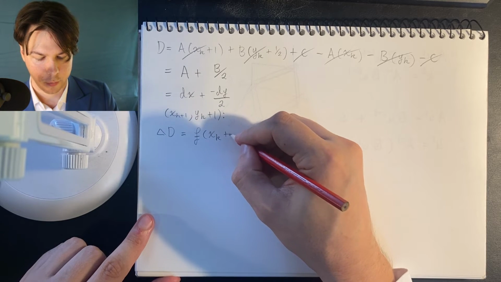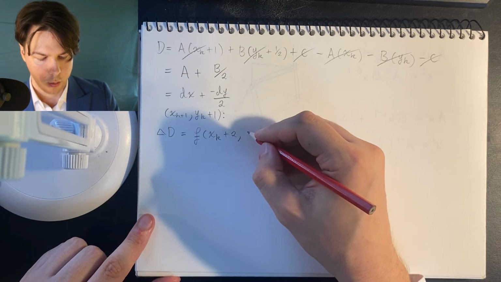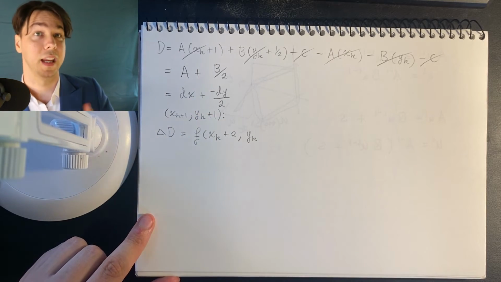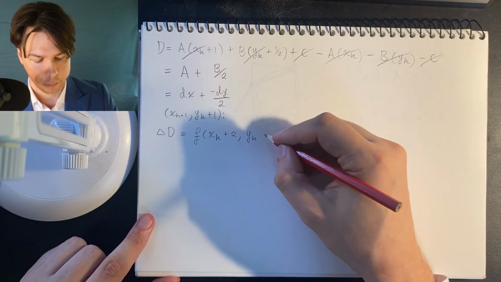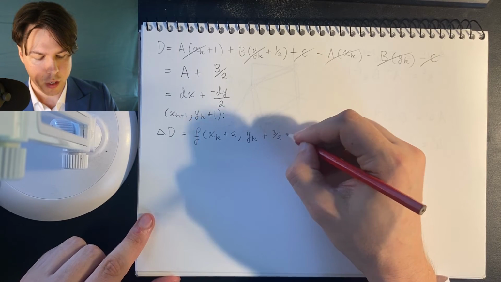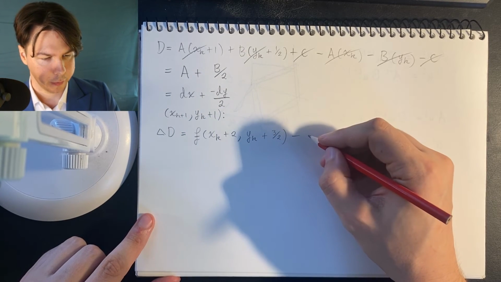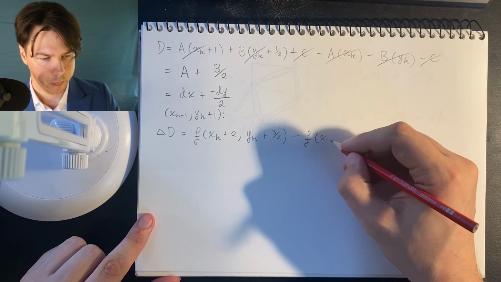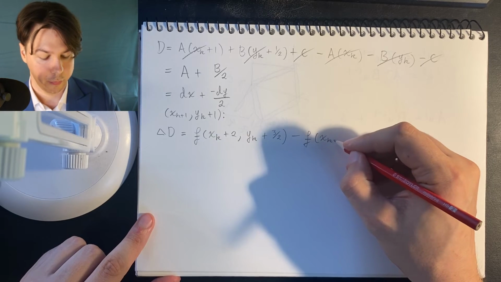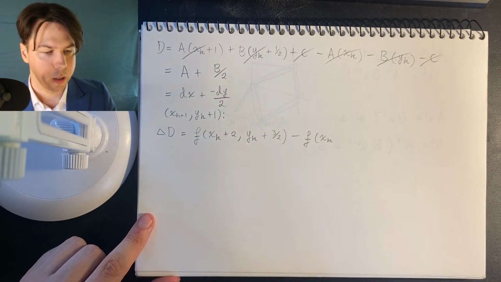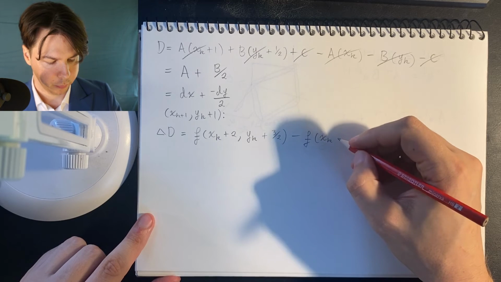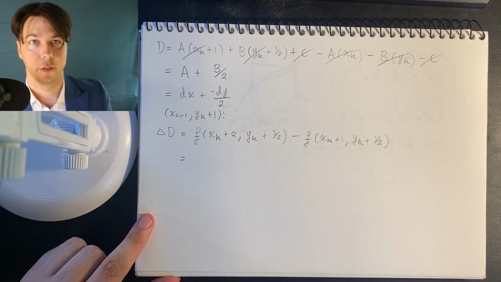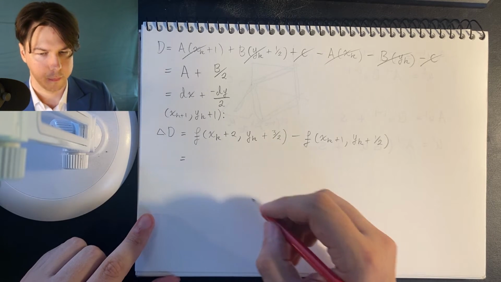the next point from there would be xk plus 2, yk has already increased by 1, then we increase it by another half on top of that, so that is plus 3/2, subtract the value at the previous point, so that would be yk plus 1. And this is a little messy, but it comes out in the end.